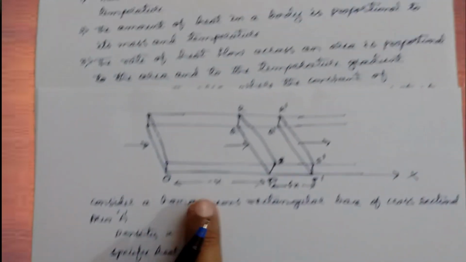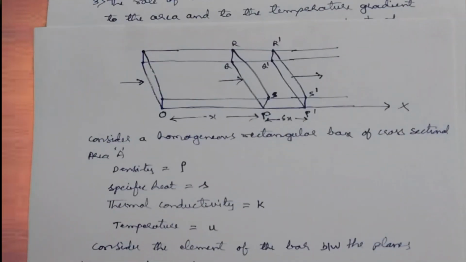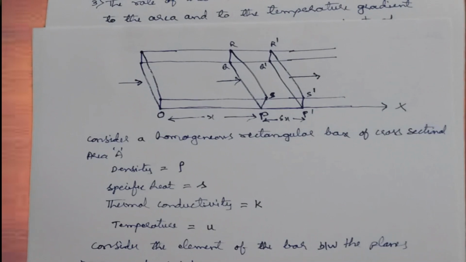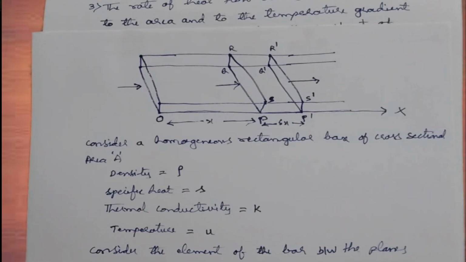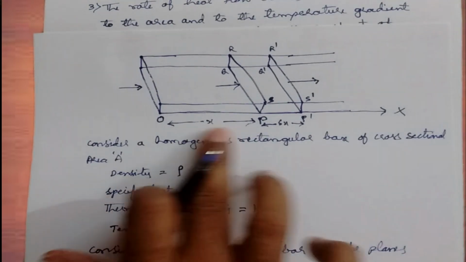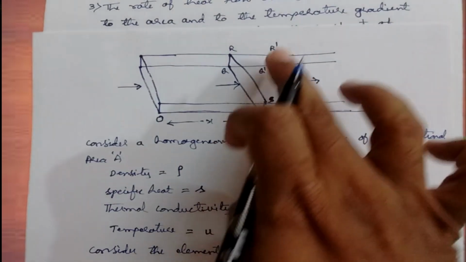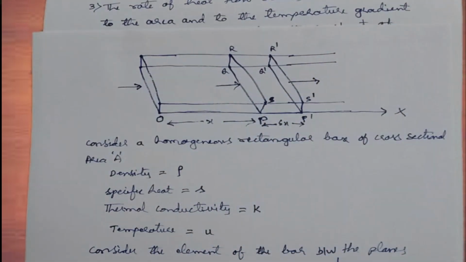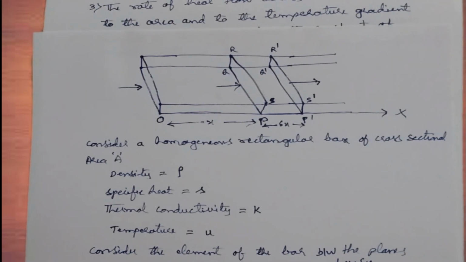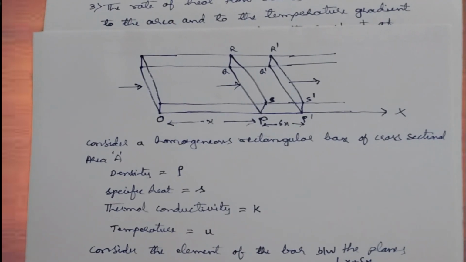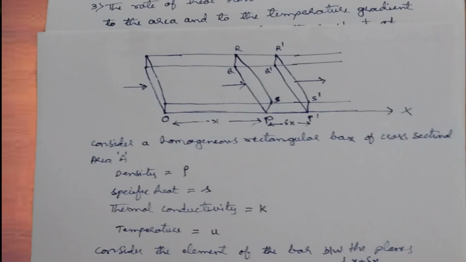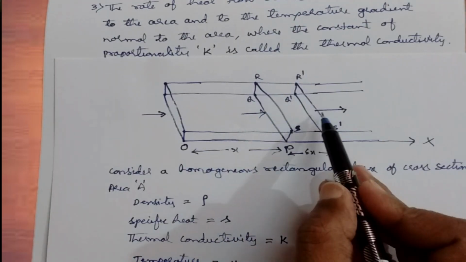x from the origin. That is what I have taken, distance x from the origin, in the first case, and this P dash, Q dash, R dash, S dash is at a distance of x plus delta x from the origin O. The temperature changes at every point.